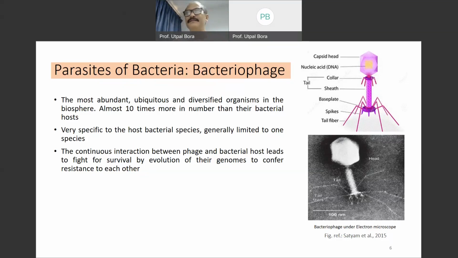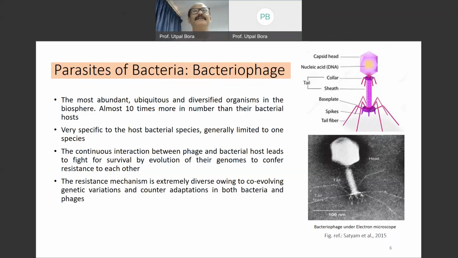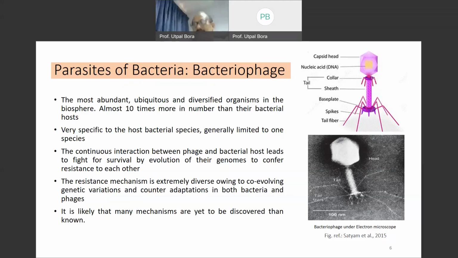That compulsion has probably allowed a lot of flexibility for both parties, for the bacteria to evolve and adapt, and also for the virus to evolve and adapt. So it's sometimes a never-ending war, and probably it's also a win-win situation, as debated in scientific circles many times. Now, this resistance mechanism is extremely diverse, owing to co-evolving genetic variations, as I was just discussing, and counter-adaptations in both bacteria and the phages. Although we know a lot of mechanisms, some of which we are going to discuss today about the bacterial defense system and how the bacteria adapt to it, a lot of things are yet to be discovered.